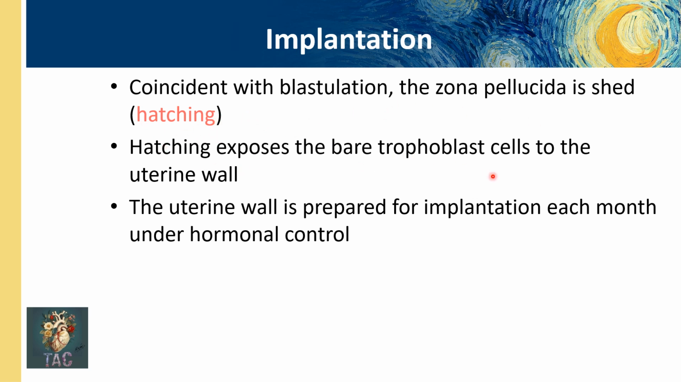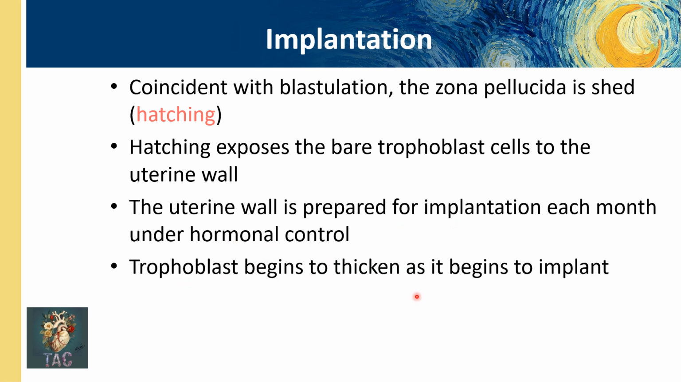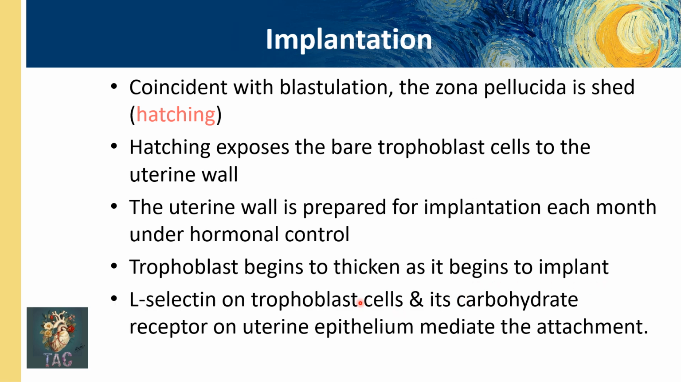Hatching exposes bare trophoblastic cells to the uterine wall, and the uterine wall is prepared for implantation each month under hormonal control. So the trophoblasts begin to thicken as they begin to implant, and L-selectins are present on the trophoblastic cells, and their carbohydrate receptors are present on the uterine epithelium, and these mediate the attachment of the embryo to the uterine epithelium.